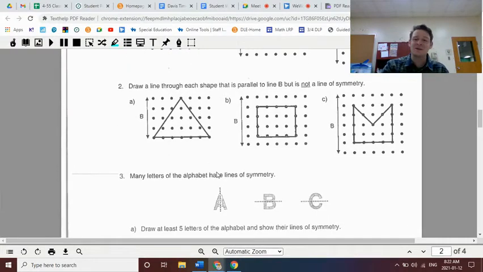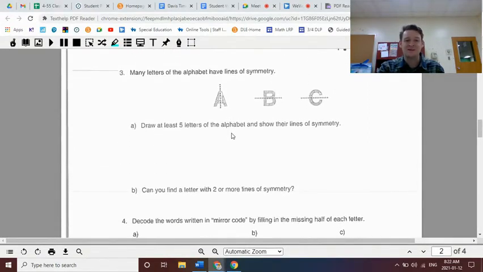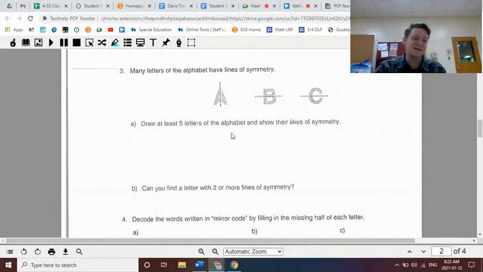Question 2 is interesting. Same shapes, same instructions. The only change is the word not. So this time you're going to draw an up and down line through the shape to split the shape in a way that is not symmetrical. And then we get down to some letter symmetry, which I really like. It's kind of fun. Many letters of the alphabet have lines of symmetry. Draw at least 5 letters of the alphabet to show their lines of symmetry.